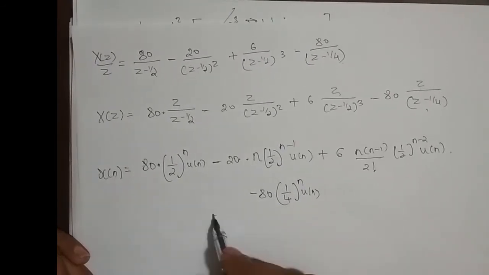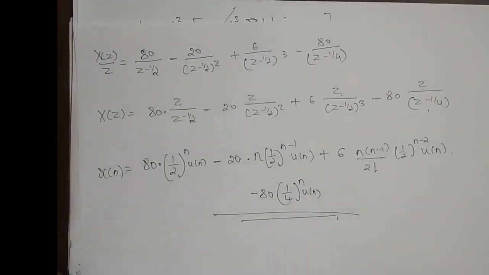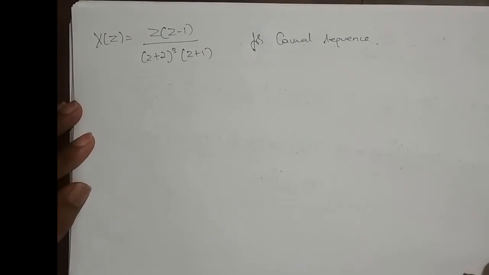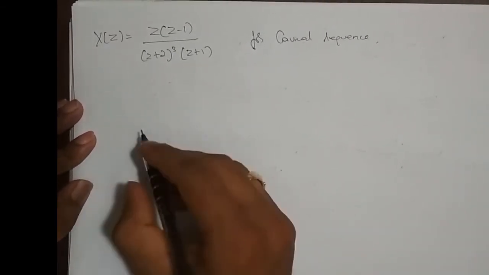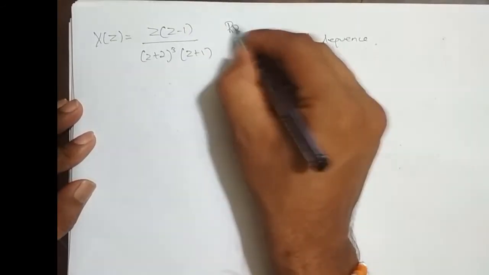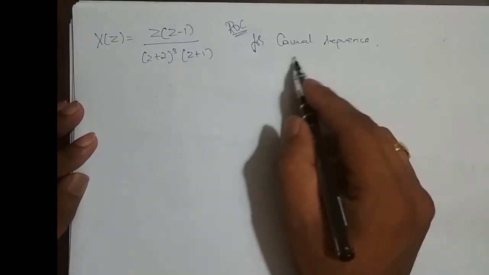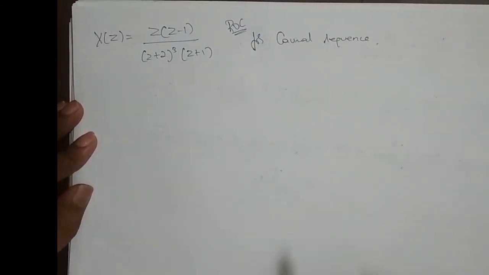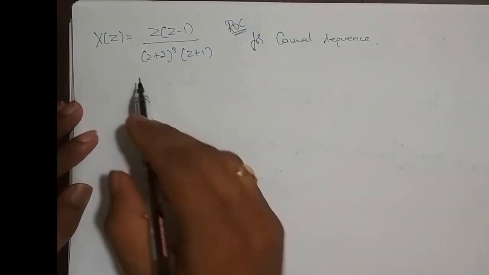This is the inverse transform. One more problem of solving inverse transform for repeating roots. This is the problem we have, and I have to solve for the ROC of a causal sequence. When I say causal sequence, I have to solve the inverse transform for all the sequences which are right-sided sequences.